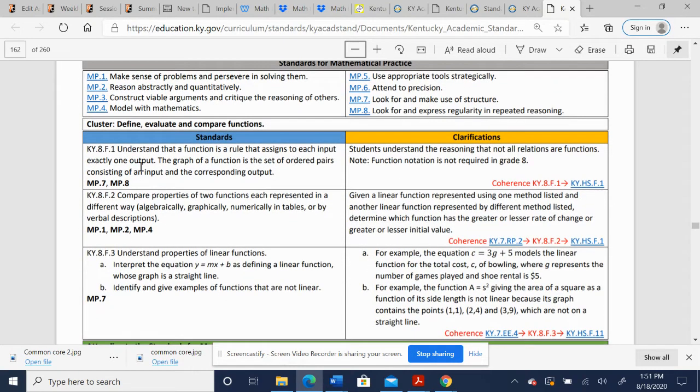So this standard says understand a function is a rule that assigns to each input exactly one output. The graph of a function is a set of ordered pairs consisting of an input and the corresponding output. So that's the standard. Then clarifications: further things we might add to help the teacher, or whoever's deciding this, understand how to teach this to a group of students. So reading our standards there, excellent.